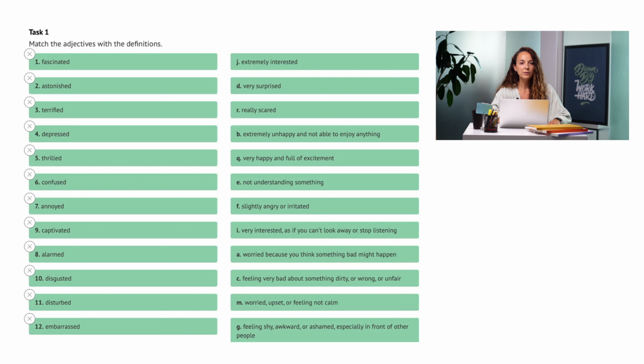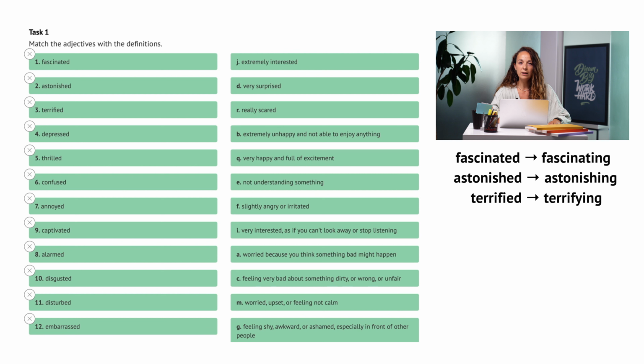How was it? So many words might be tricky to match, right? Now, help me figure out what they are going to be like with the ing ending. Fascinated becomes fascinating. Astonished, astonishing. Terrified, terrifying. Depressed, depressing. Thrilled, thrilling.